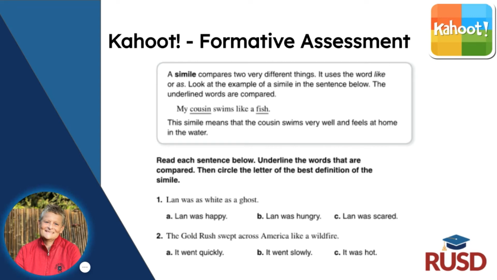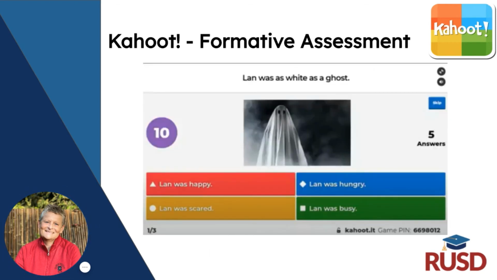Another tool that you might use, particularly for formative assessment, in a more engaging manner than just assigning this as an independent activity, is to take these questions and put them into a Kahoot game. So in this case, you'll see that number 1, "Land was as white as a ghost," is a question after a lesson on similes. "Land was as white as a ghost" is one of the questions in the Kahoot formative assessment. The engaging picture, as well as the opportunity to compete with their peers, is highly engaging.